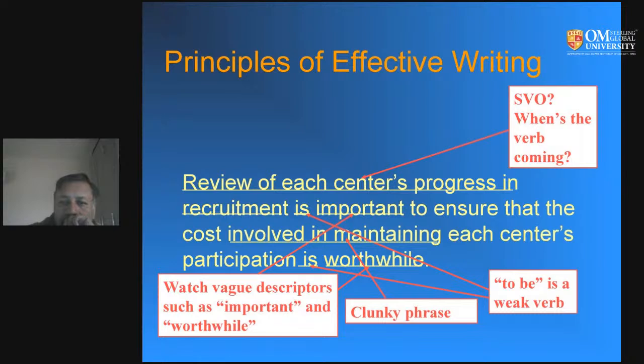So here you have to see subject, verb, object. Then there is a clunky phrase, in maintaining. Watch the vague descriptions such as important and also worthwhile. And these are the problems which are there in this sentence.